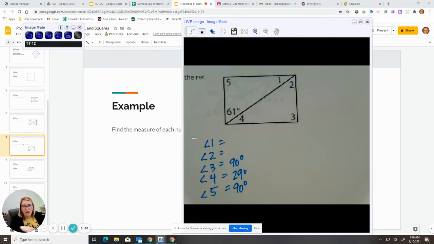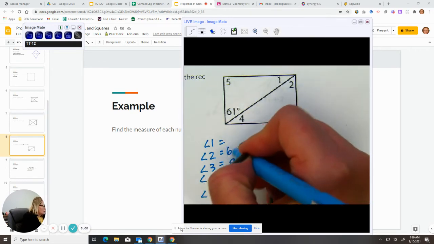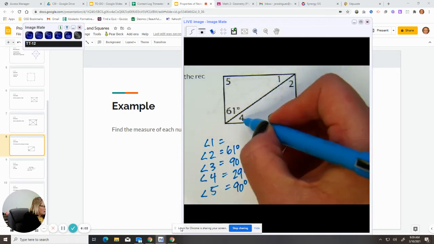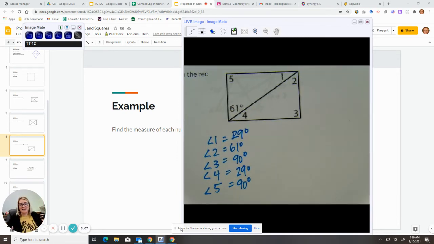Because they are on a diagonal, that means that these are opposite interior angles, which means 2 is the same as 61 and 1 is the same as 4, which is 29. And that is how you finish filling in the angle measures for a rectangle. Okay?